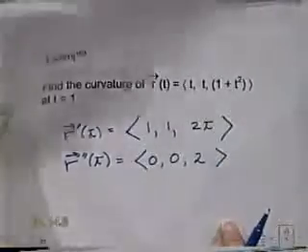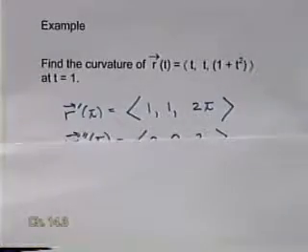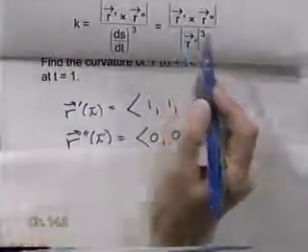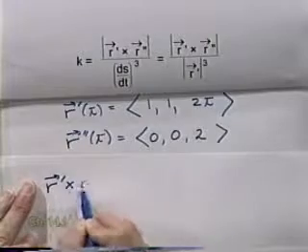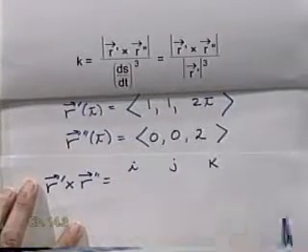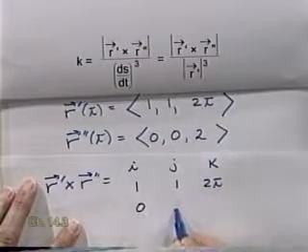Let's do it the long way first. The formula for curvature is r prime cross r double prime over the magnitude of r prime cubed. So first I want to figure out what r prime cross r double prime is. I go i, j, k, then I put down my 1, 1, 2t for r prime, and my 0, 0, 2.